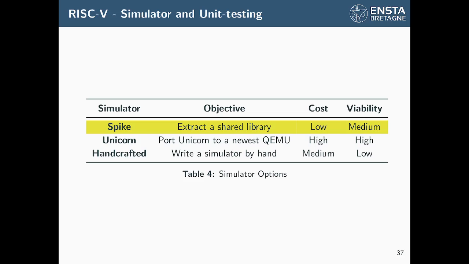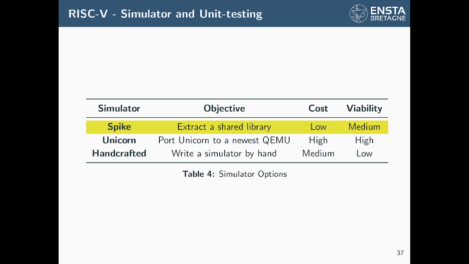The first one is Spike, which is the simulator used by the RISC-V community. But the issue with Spike is that it doesn't have a shared library, so it's just an executable that you can feed a RISC-V binary and it would present you the result of what you did. So the first option was to extract a shared library from the Spike simulator. Another possibility is to extend Unicorn to port it to a newer QEMU that can support RISC-V. And the last main idea was to craft a RISC-V simulator ourselves from within Pharo.